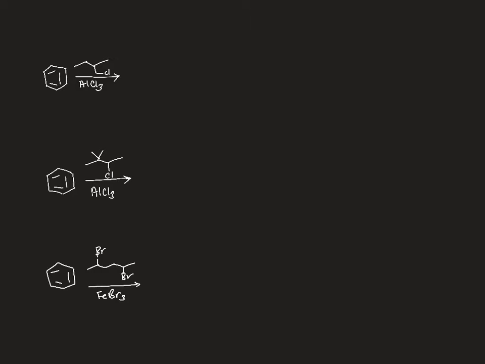Another thing that's possible with alkylation is the rearrangement of the carbocation that's formed. And this is something that you always need to think about. If it's possible to rearrange to a more stable carbocation, it will before it adds to the benzene ring. So let's take a look at each of these examples.